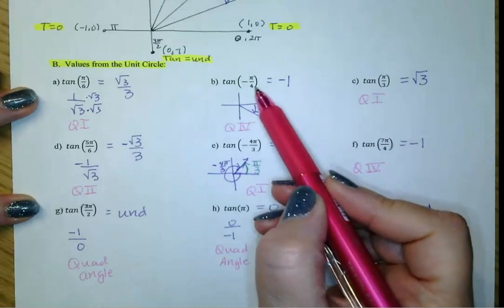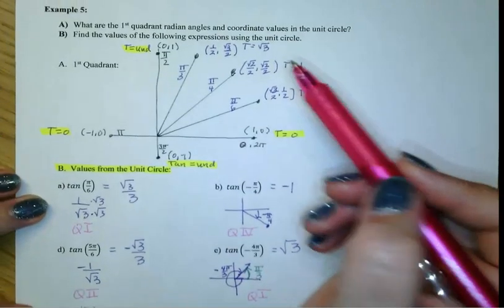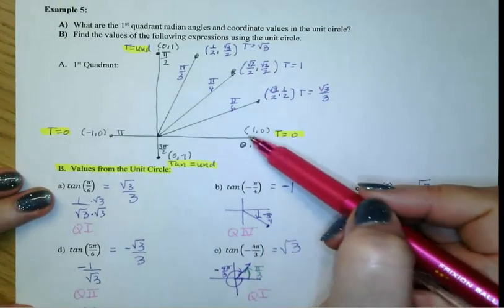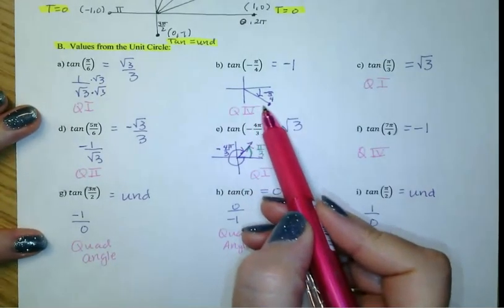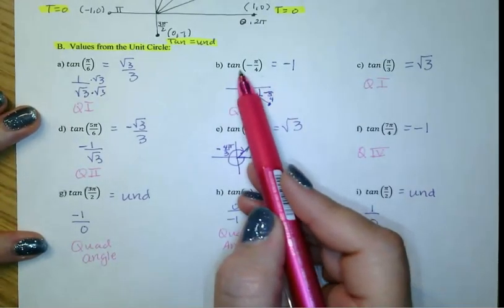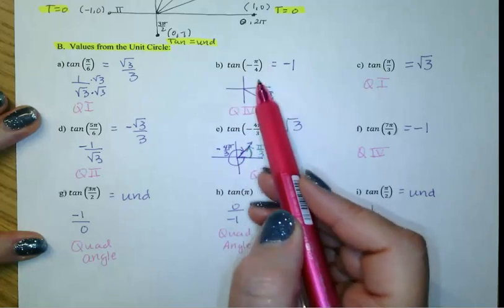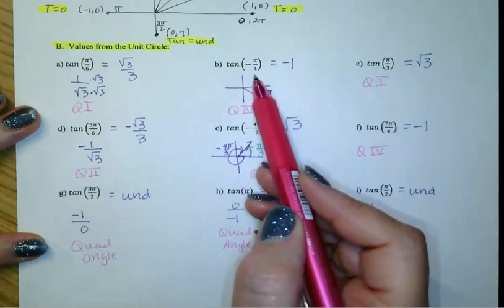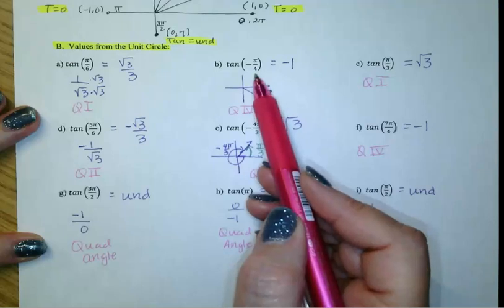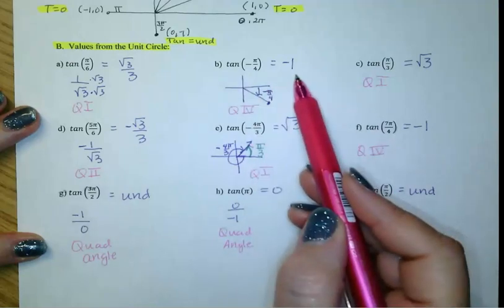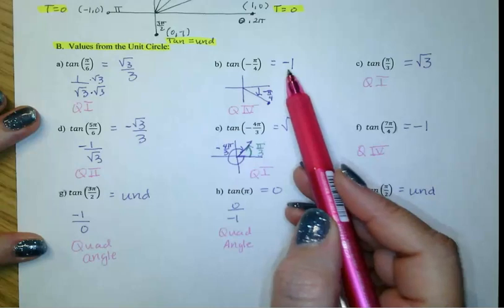On B, we're going in the negative direction. So I look up here and I said, okay, pi over 4 is right here. So now I'm going to go that same distance in the negative direction. So I drew a picture of where that angle would be. And so I know that the pi over 4 coordinates are root 2 over 2, root 2 over 2. Anything divided by itself is 1. And because it's in the fourth quadrant, tangent is negative. So the answer is negative 1.